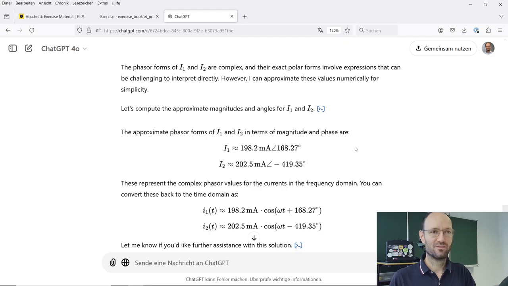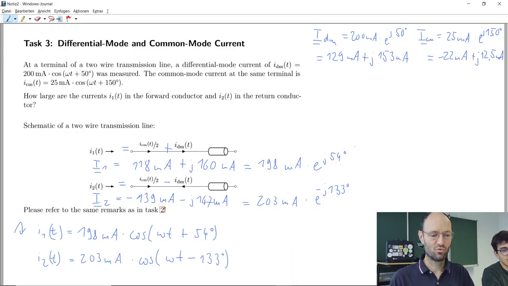So as usual, these ChatGPT solutions are not super helpful to solve a task like this. It's better if you have a very good basic fundamental understanding of electrical engineering and try to solve them by yourself as much as possible.